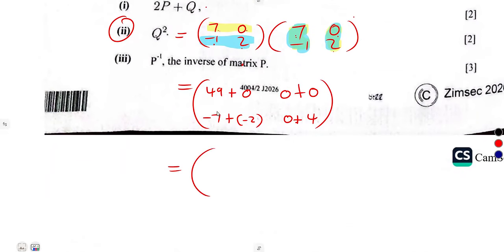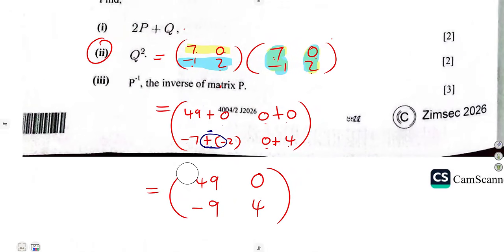That's matrix multiplication. 49 plus 0, that's 49. 0 plus 0, that's a 0. Minus, here plus and minus is going to give us a minus. So minus 7 minus 2, that's minus 9. 0 plus 4, that's what? A 4. So that was going to give us what? Q squared, the square of Q. All right. Just like that.